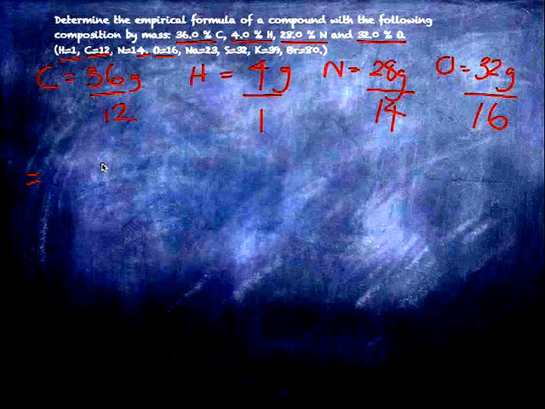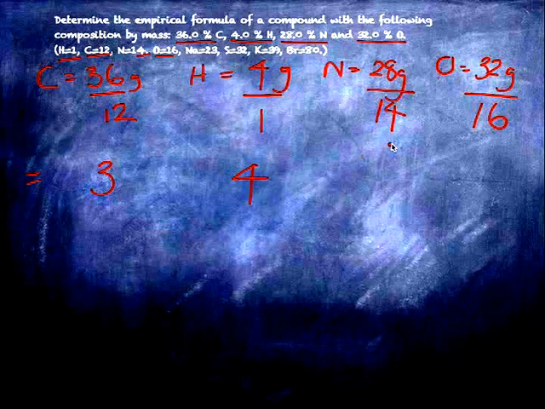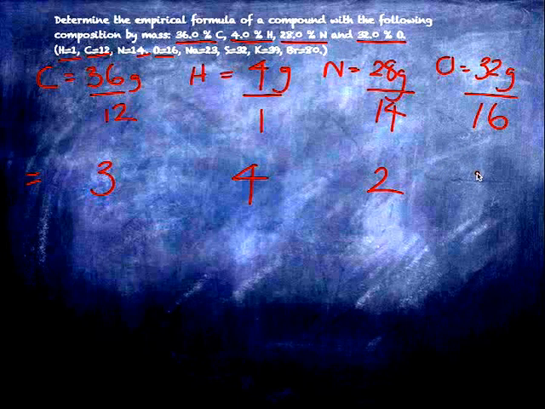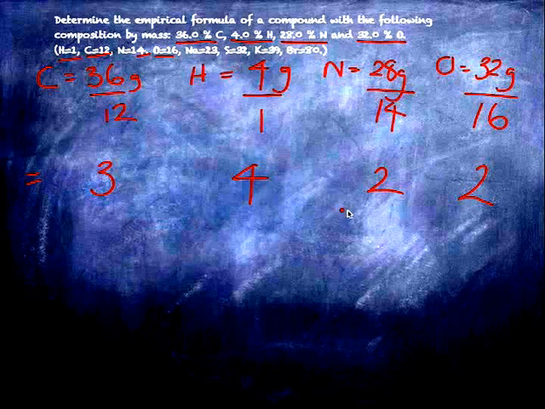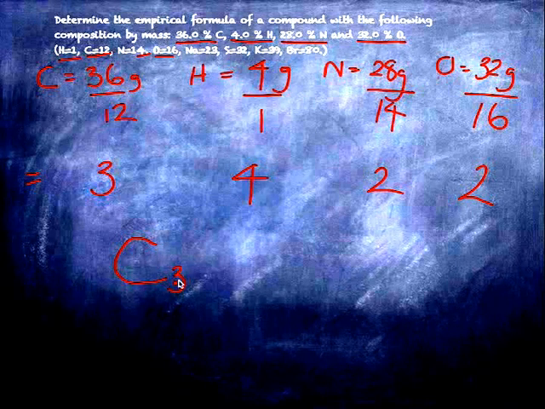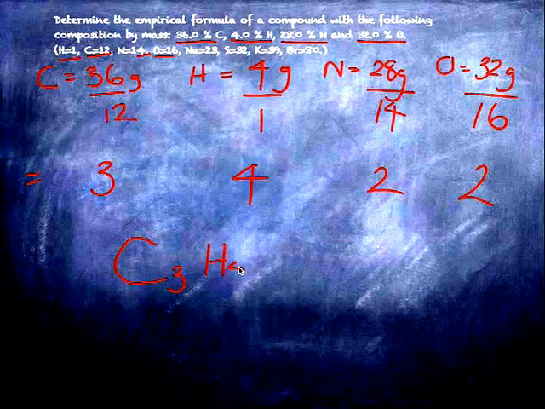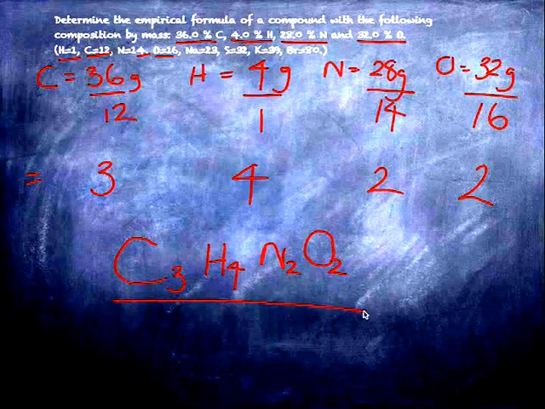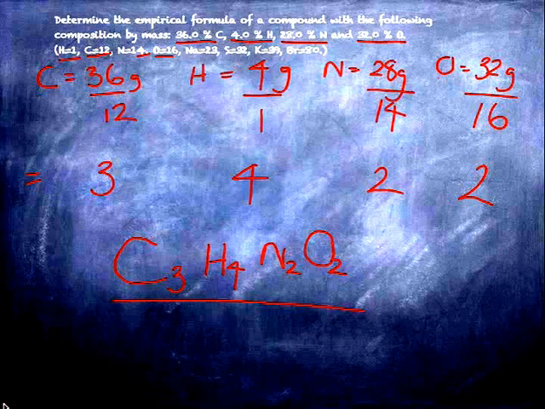So if we do that, 36 divided by 12, we have 3. We have 4 divided by 1, which is 4 again. We have 28 divided by 14, which works out at 2. And we have 32 divided by 16, which works out at 2. So we have a ratio of 3 to 4 to 2 to 2. So our empirical formula works out at C3H4N2O2. Empirical formula done and dusted. So let's take a look at another example.